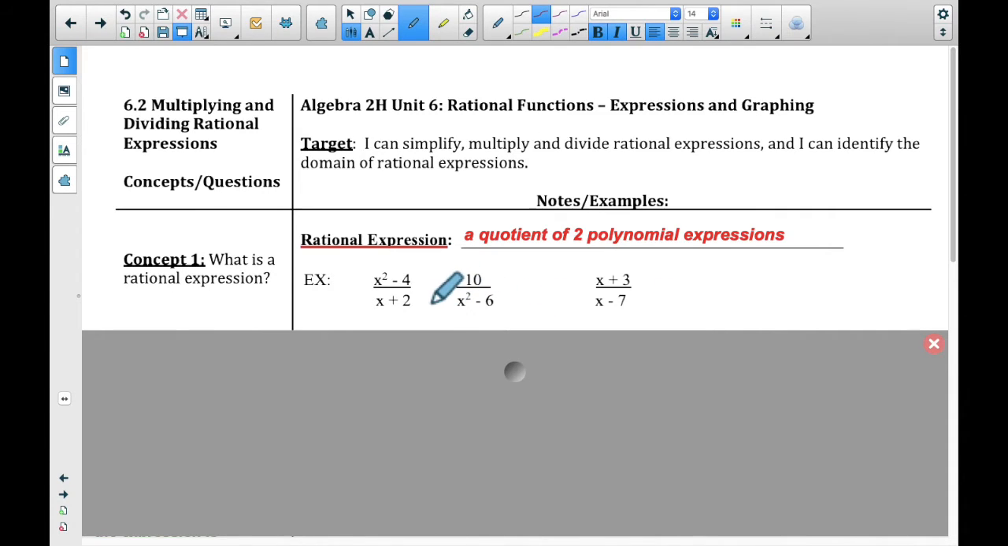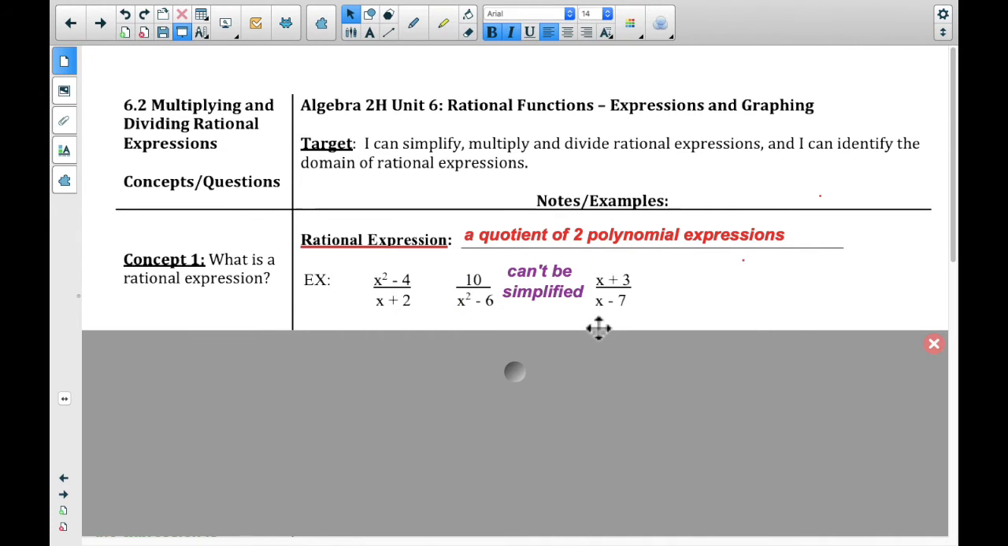Another thing that we talk about a lot in this unit is what can simplify. And I will tell you, these two cannot be simplified. Some people think you can cancel out that 10 and 6 and reduce it down to 5 and 3. Nope, you cannot do that. Some people think you can cancel out these x's. No, you cannot do that.